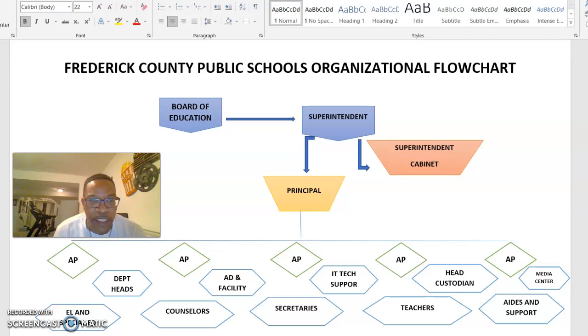All right, so the superintendent also has a cabinet, and the cabinet has some curriculum specialists, a public affairs officer, some financial folks, some operating officers. So that's also a 10-person department right there, the cabinet for the superintendent.